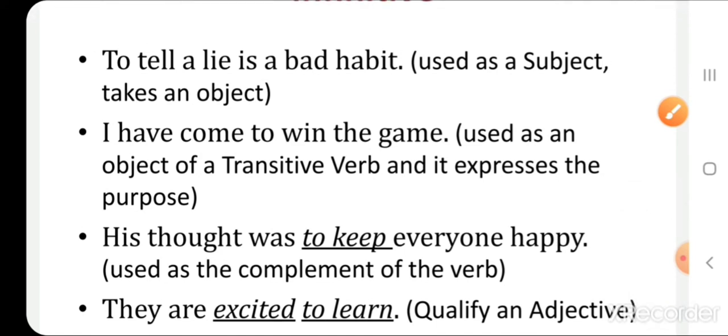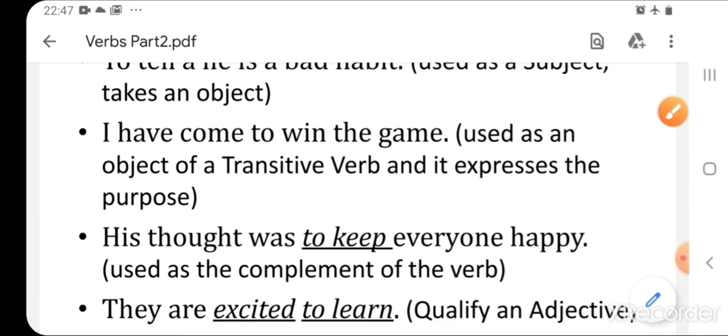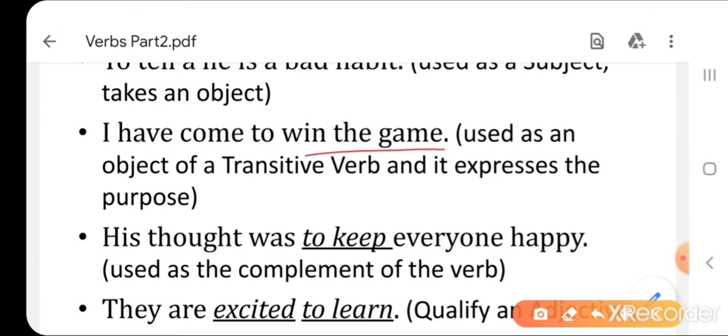Now, next example, I have come to win the game. Here, to win is an infinitive. It has come or appeared after main verb come, and it is in the objective part, so it is an object of a verb come, and also it takes the game as an object with it because it shows the characteristic of a verb.